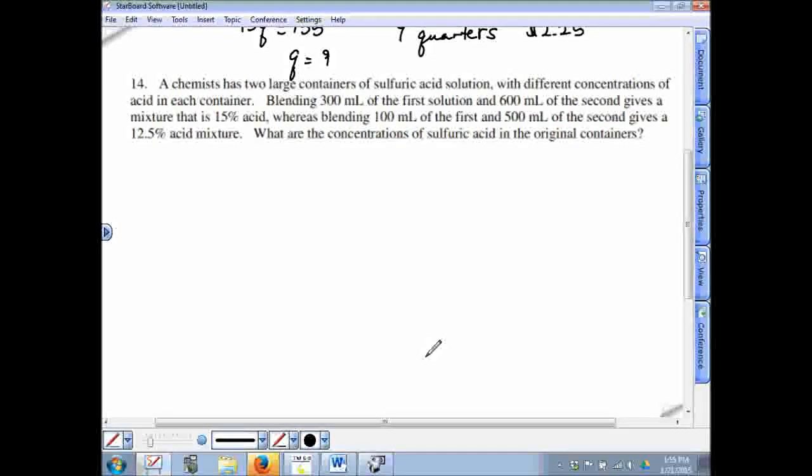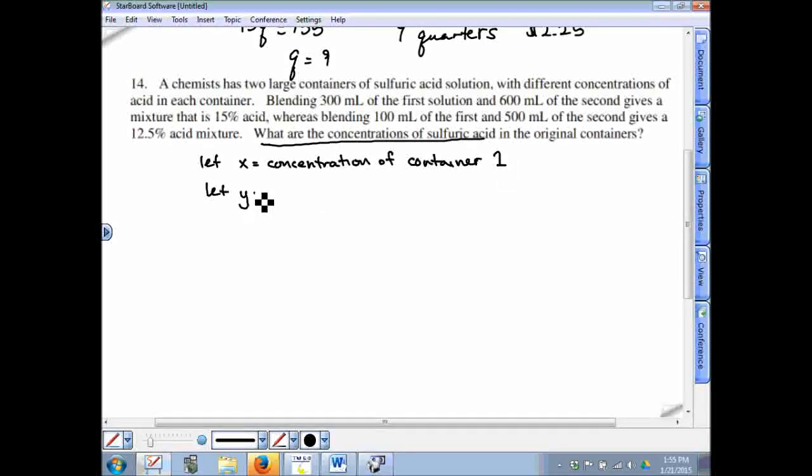What are the concentrations of sulfuric acid in the original container? So he has two large containers. The question here is, what are the concentrations? And so since that's our question, we can assign that to be our variables. We can let X be the concentration of container 1. We can let Y equal the concentration of container 2.